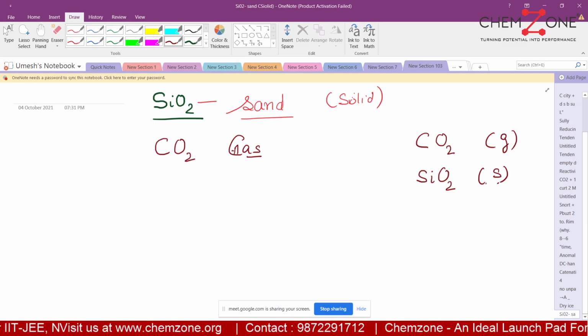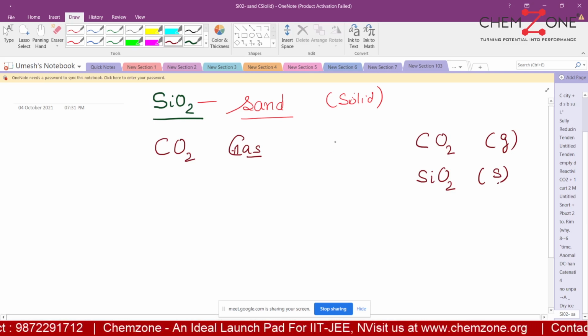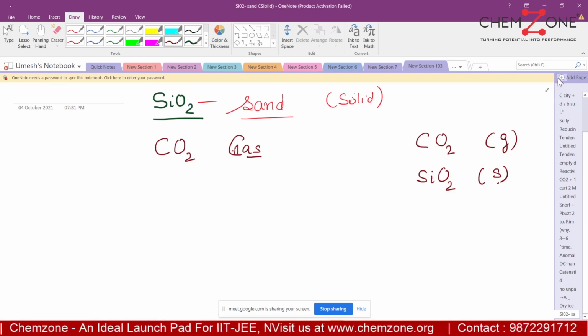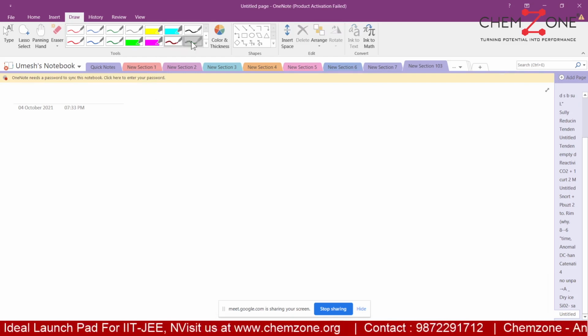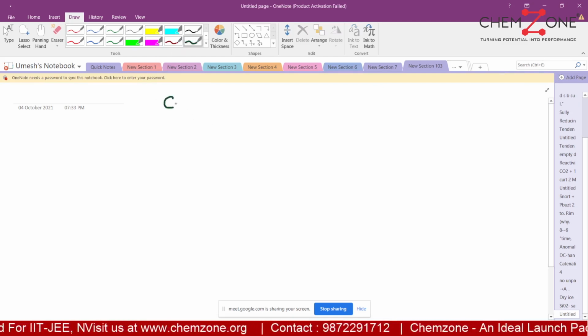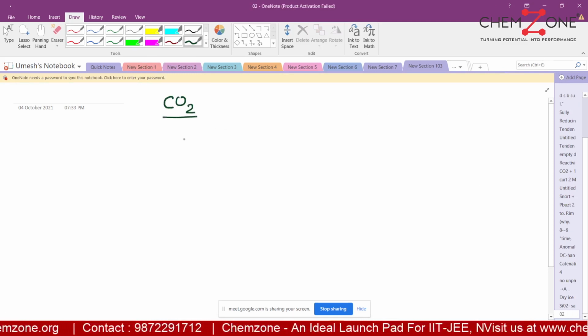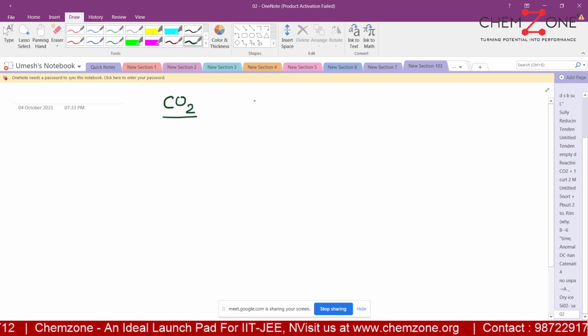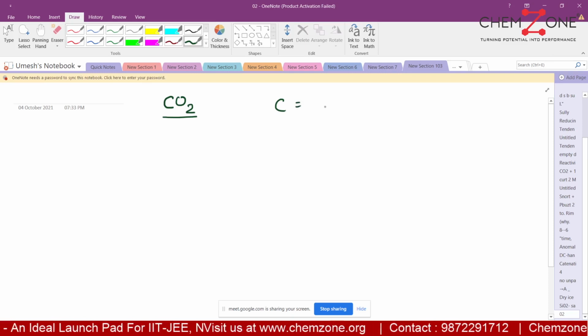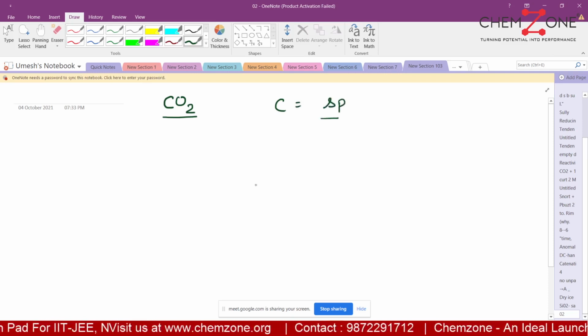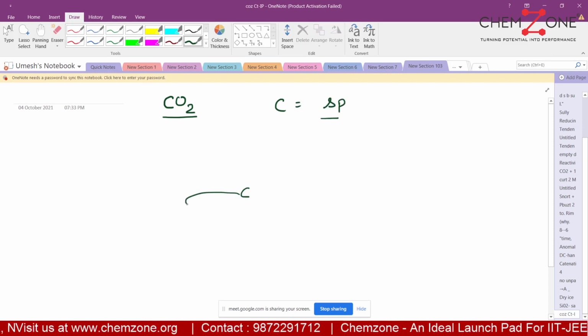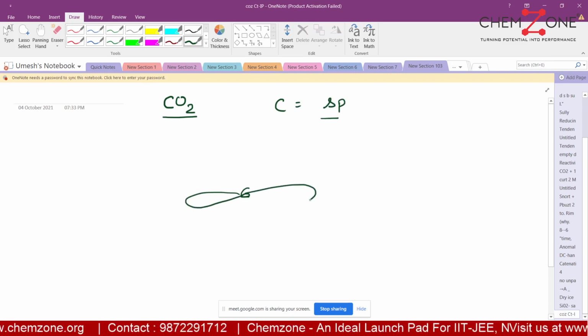Any reason? No idea? Okay. So let us discuss here. First of all, carbon dioxide. Let us discuss the shape and hybridization of carbon dioxide. In carbon dioxide, this carbon is sp hybridized. Being sp hybridized, it will have linear geometry.